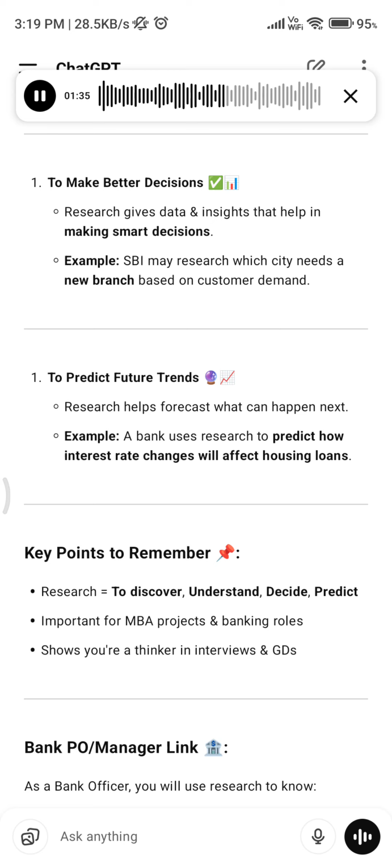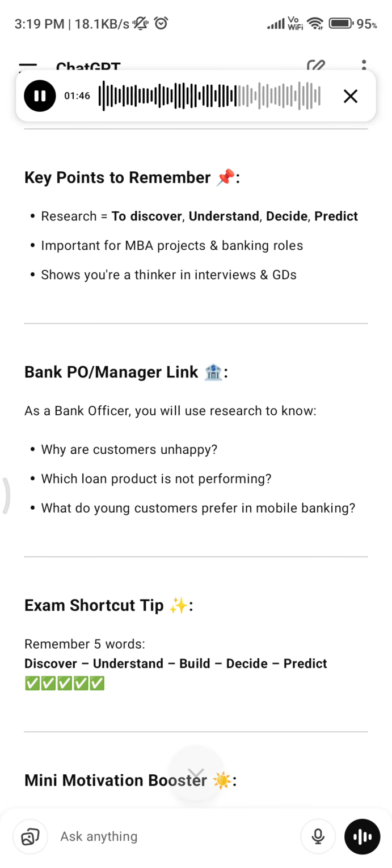5. To predict future trends. Research helps forecast what can happen next. Example: a bank uses research to predict how interest rate changes will affect housing loans. Key points to remember: research goals are to discover, understand, decide, predict. Important for MBA projects and banking roles.